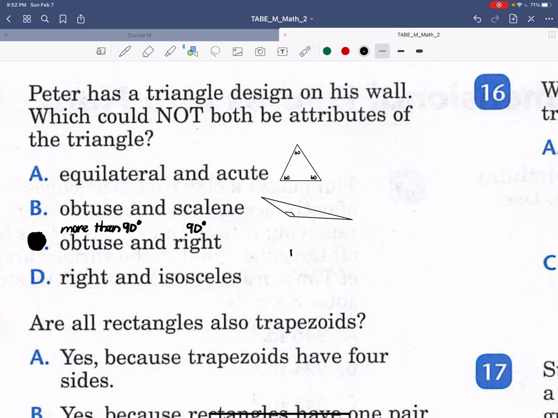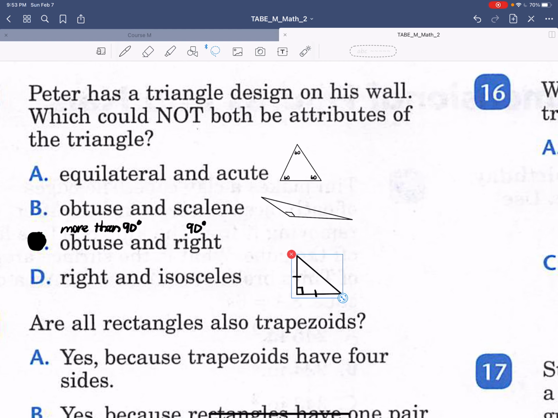Here's an example. There's the right angle, and there's the hypotenuse. And these two sides are the same, so that is isosceles. It has a right angle and an isosceles description. So that one can be.